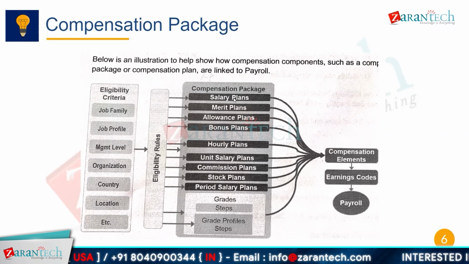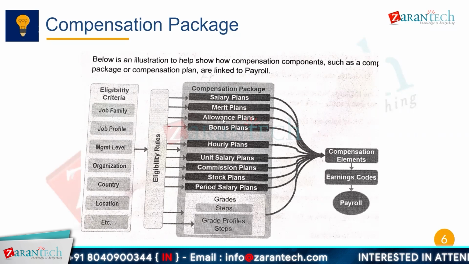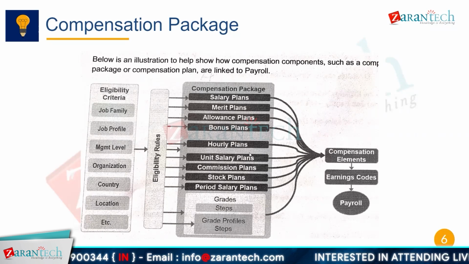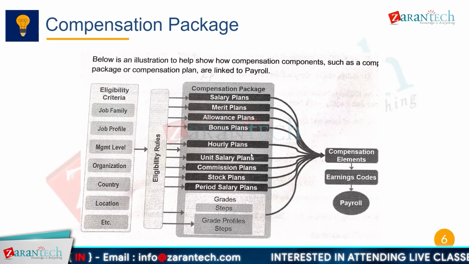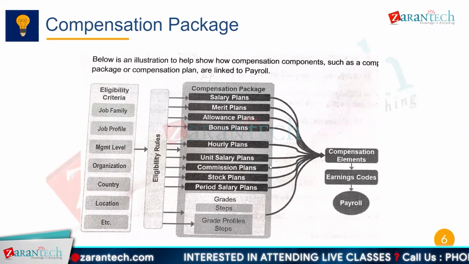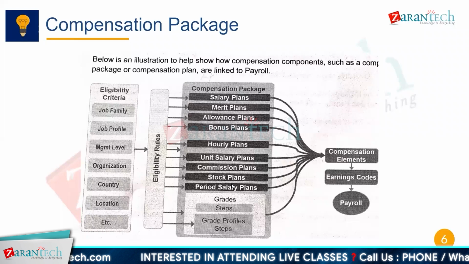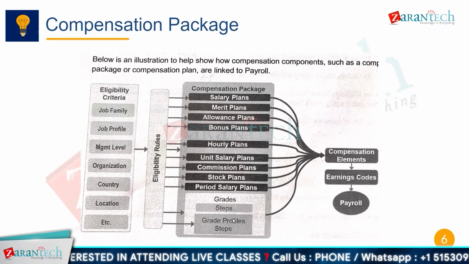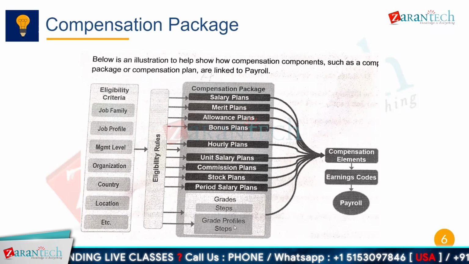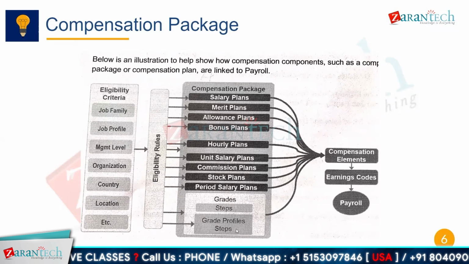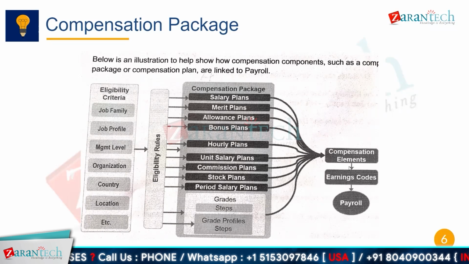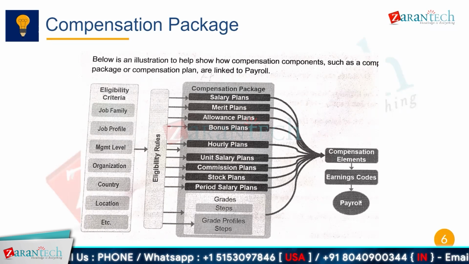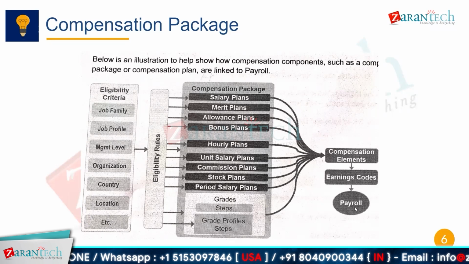So a compensation package may have salary plans, merit plans, allowance plans, bonus plans. If there are any hourly plans, that's also part of the compensation package. Then maybe yearly salary plan, commission plans, stock plans, period salary plans. Then grades, grade step, and grade step profile depending on the location of that step profile. And all these are combined into compensation elements. Then you have earning codes, and then finally payroll.